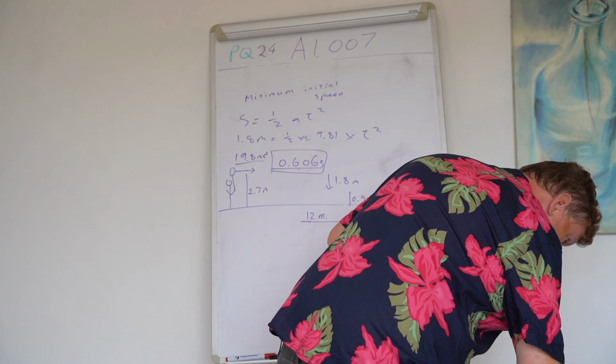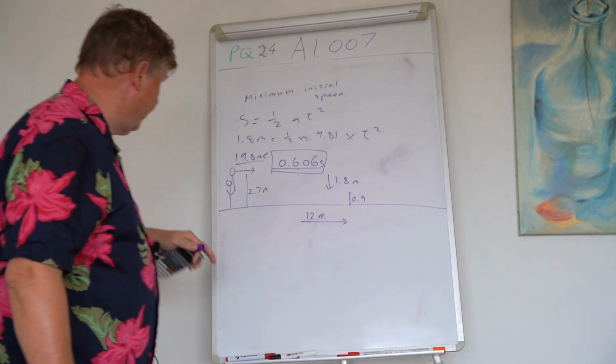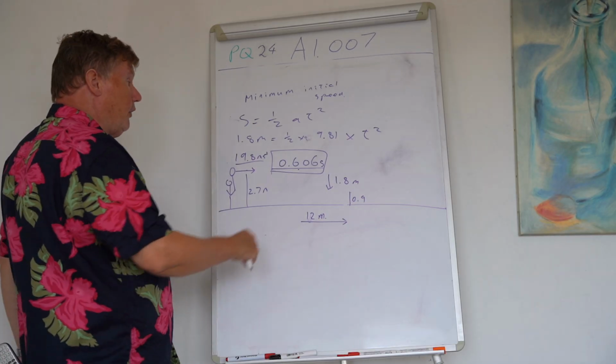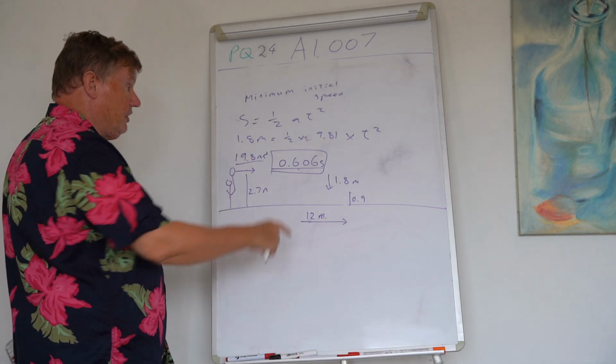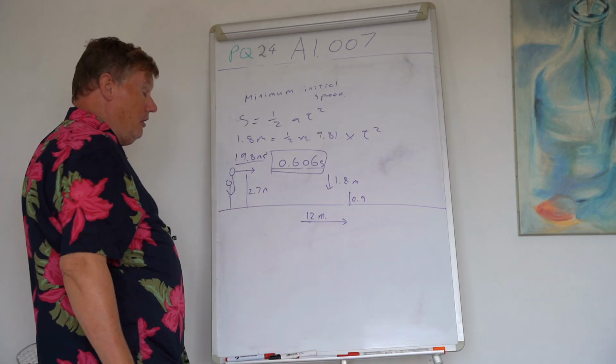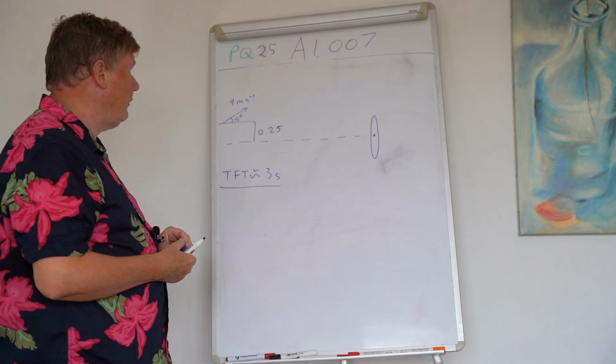So determine the minimum initial speed of the ball so that it passes above the net. And the answer is 19.8 metres per second, so that when it falls 1.8 metres, which will take that time, by that time it must be there. So you know its speed. I hope that's okay. Okay, so welcome back to PQ25.